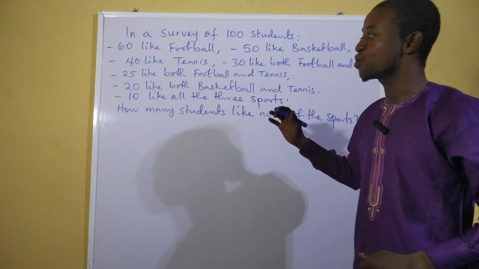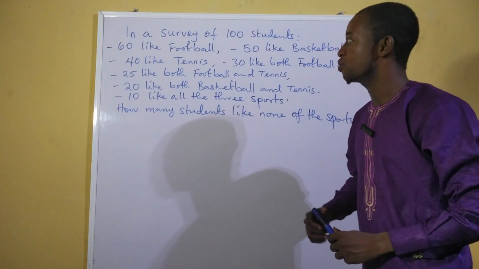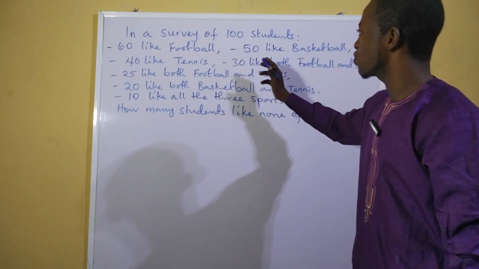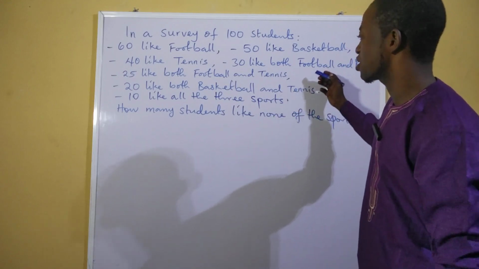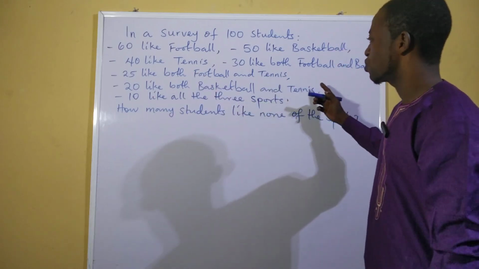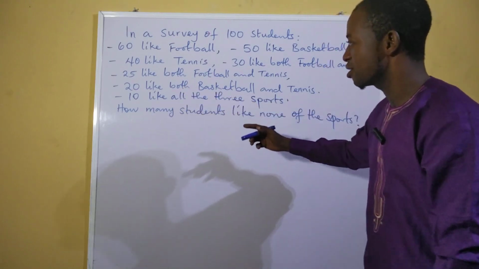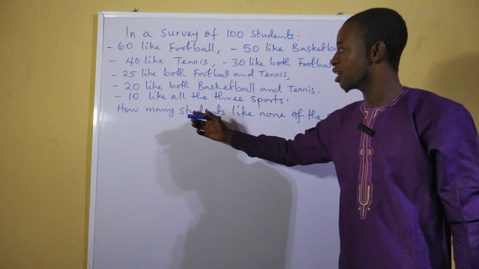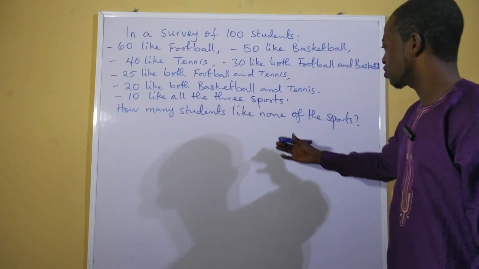In this class, we want to solve this problem on sets, which involves three sets. In a survey of 100 students, 60 like football, 50 like basketball, 40 like tennis, and 30 like both football and basketball, 25 like both football and tennis, 20 like both basketball and tennis, and 10 like all the three sports. Now the question is, how many students like none of the sports?